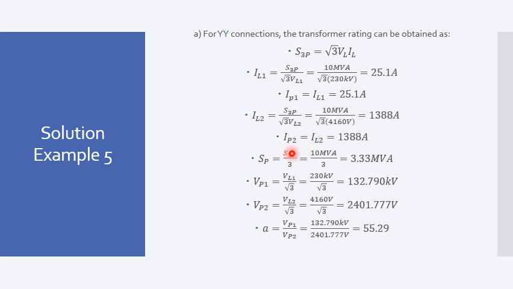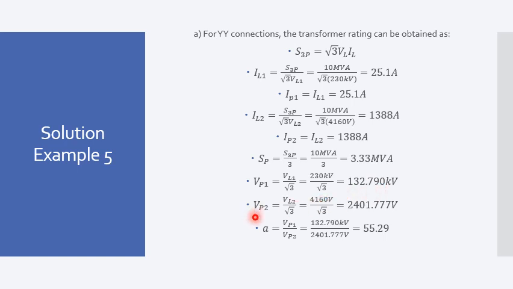For Y connection, I phase equals I line, so the phase current equals 1388 A. For the power in the single phase, we divide S total by 3, then we get the S in single phase. So what is the phase voltage at the primary side? The given V line at the primary side is 230 kilovolt. To get the V phase, we divide by √3 and this is the value 132.79 kV.